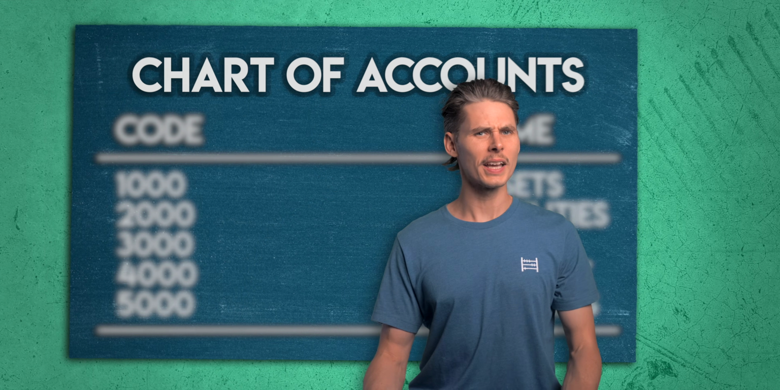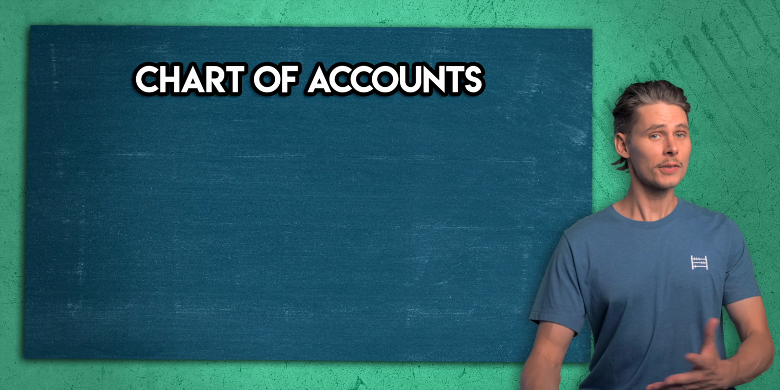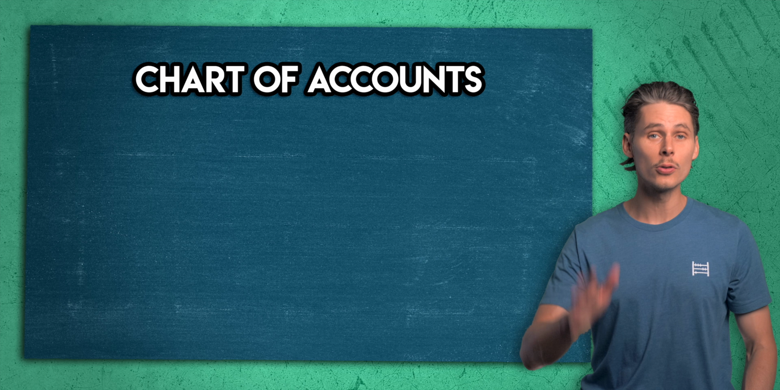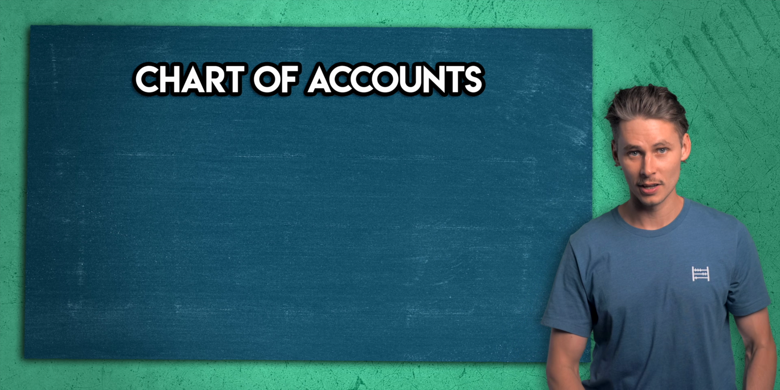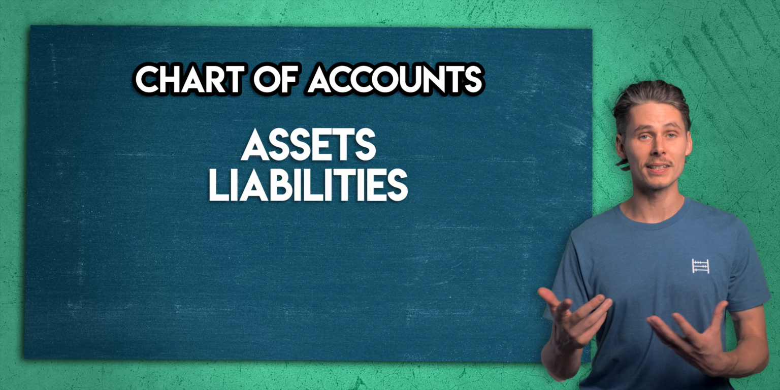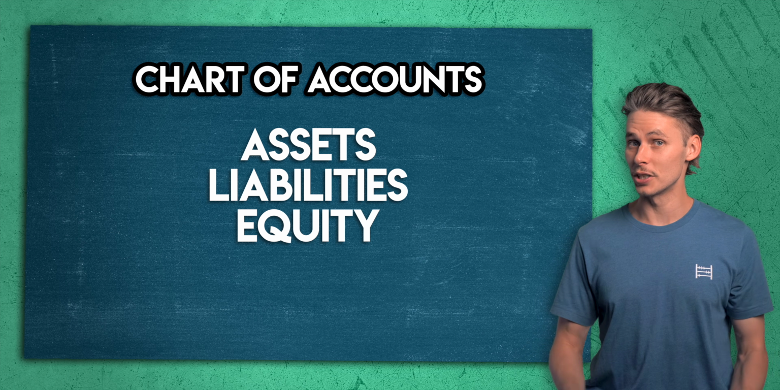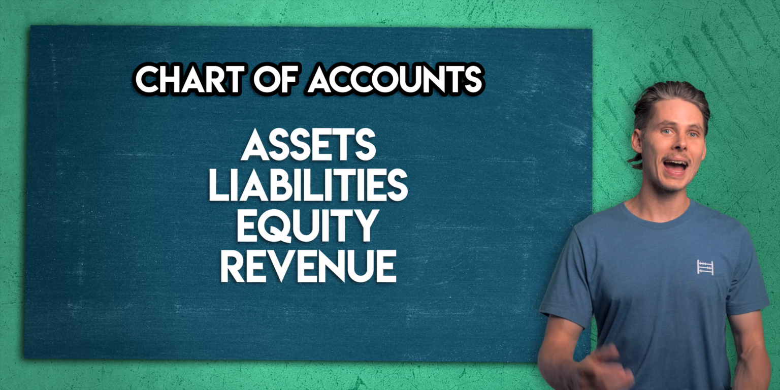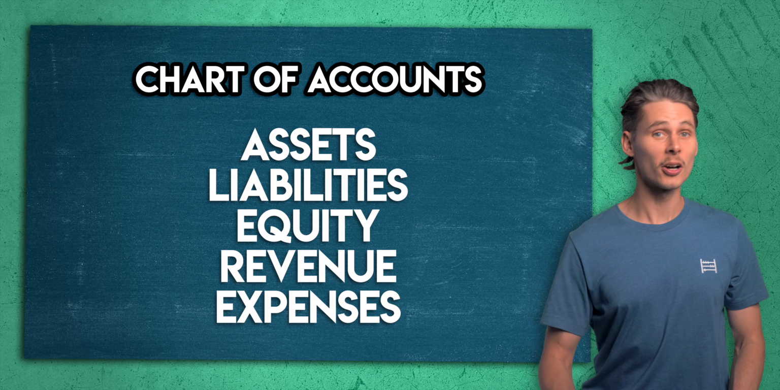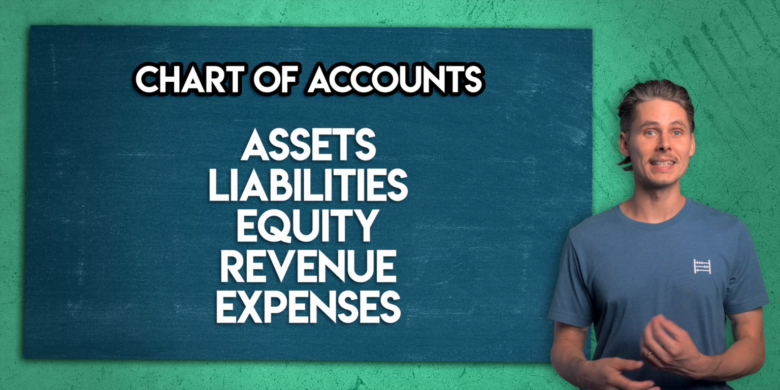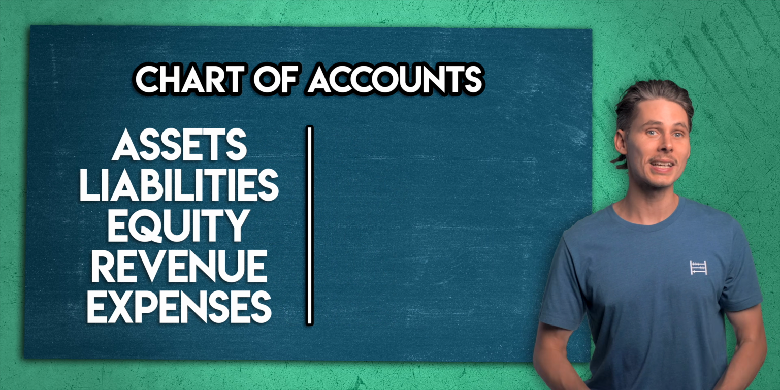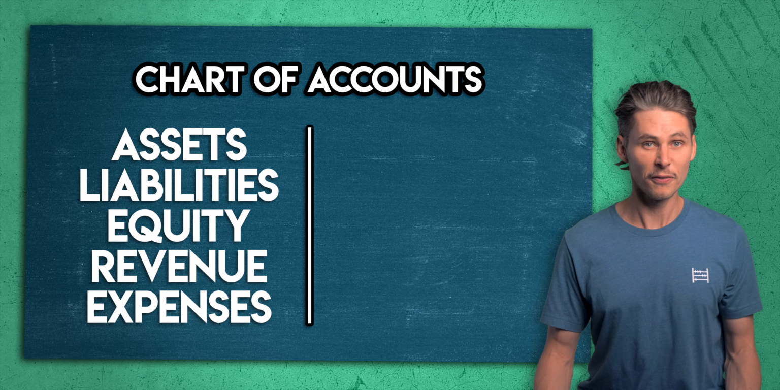What does a chart of accounts look like? A chart of accounts is usually divided into 5 main categories. We have assets, liabilities and equity, which are balance sheet accounts, and then revenue and expenses, which belong on the income statement. Each category is given a range of account numbers to keep things organised and easy to find.